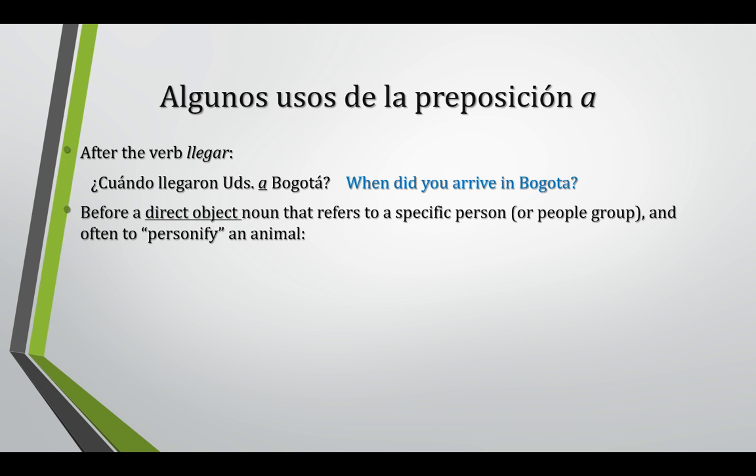And the next one, you always use the preposition a before a direct object noun that refers to a specific person. This is what we've learned in the past as the personal a, la a personal. When the direct object of a verb, in other words, is a person or a people group, you have to use the personal a. You also use it to personify an animal, and this happens very often with pets. Let's look at an example. Yo no conozco a tu familia.